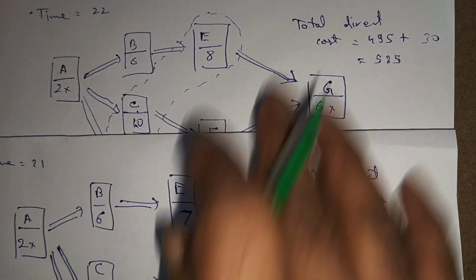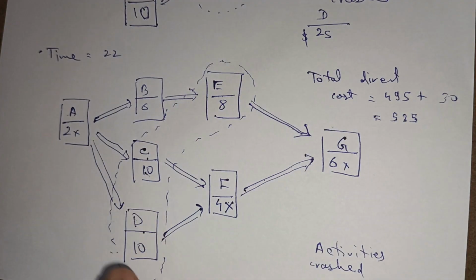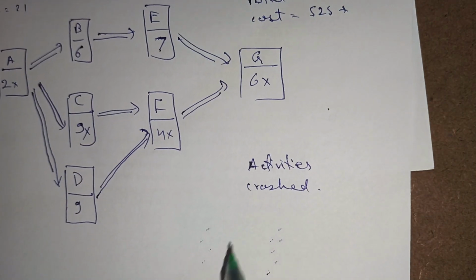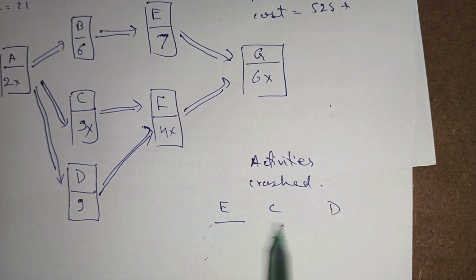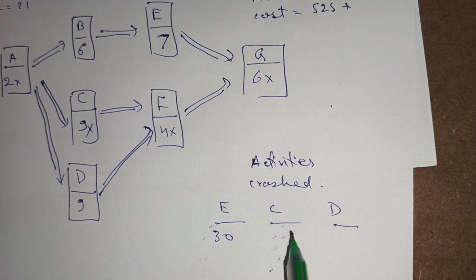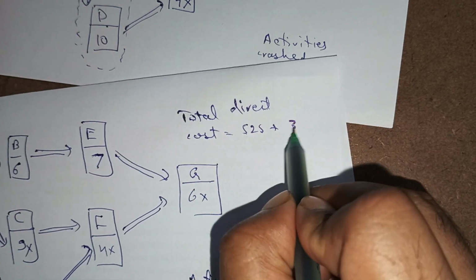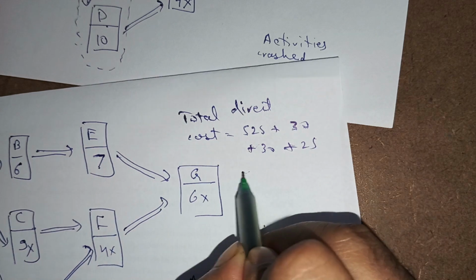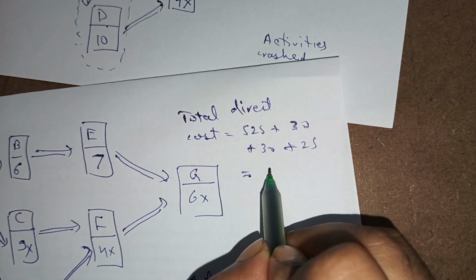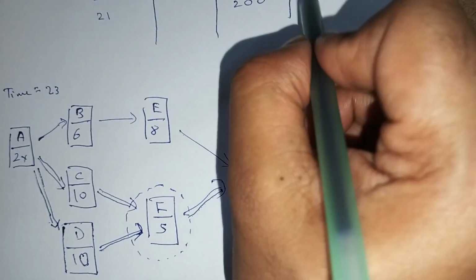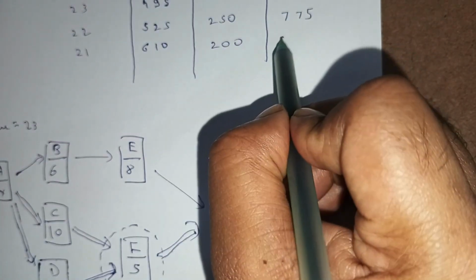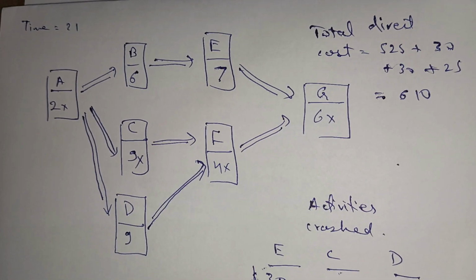But how many activities did we crash? E, C and D. Okay, so here we will write activities crashed E, C, D. And what are the costs? Cost for E is 30, cost for C is again 30, cost for D is $25. Okay, so 30 plus 30 plus 25. Now this comes to 610. Now we will plot it here again. 610. What is the cost? 810.